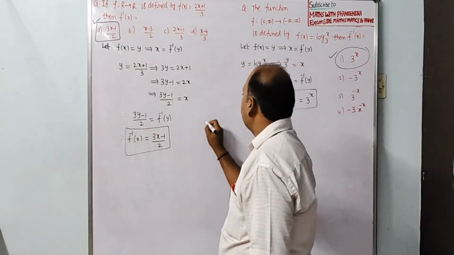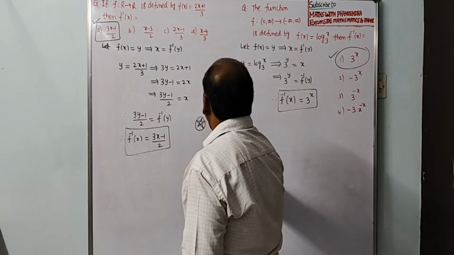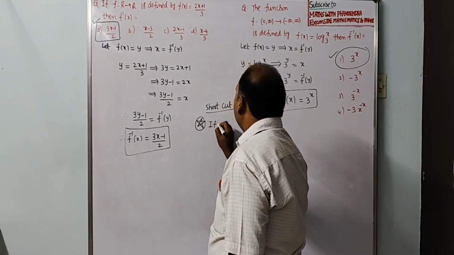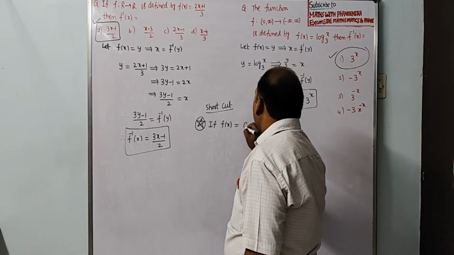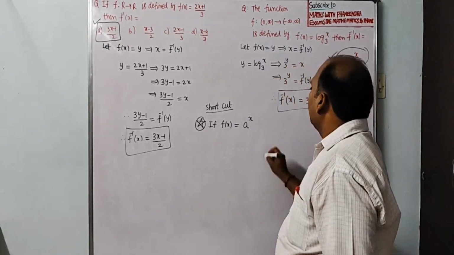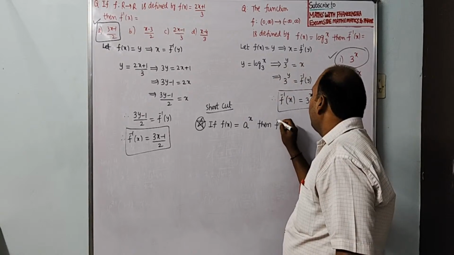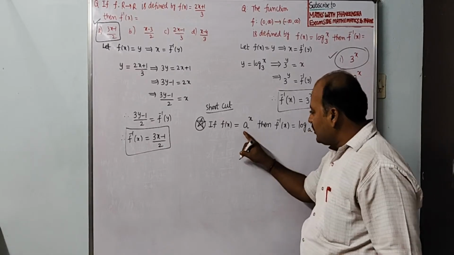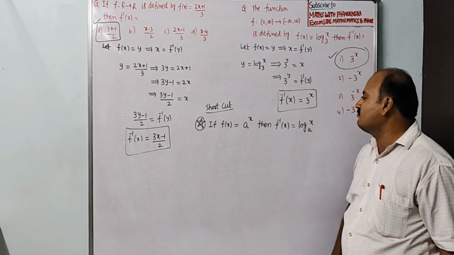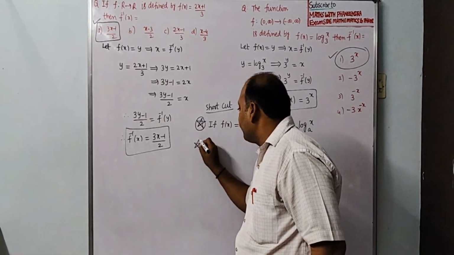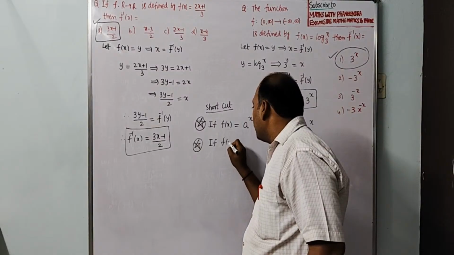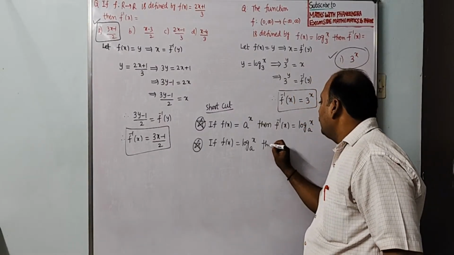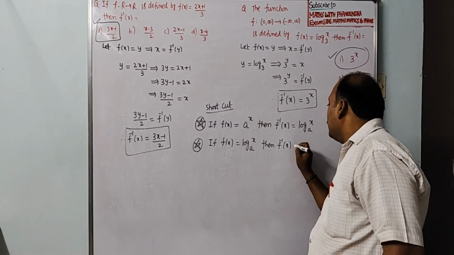Here one important result I am going to discuss, dear student. Shortcut formula. If f of x is equal to a power x, then f inverse of x is equal to log x to the base a. Just a power x, before log will come, dear students. When the function is f of x equal to log x to the base a, then f inverse of x is equal to a power x.